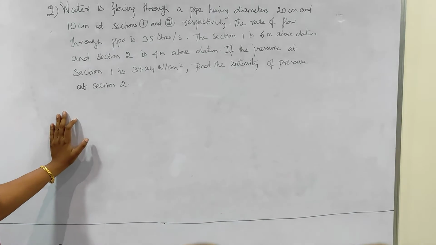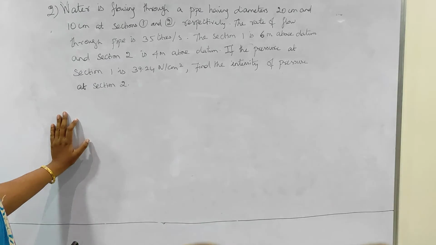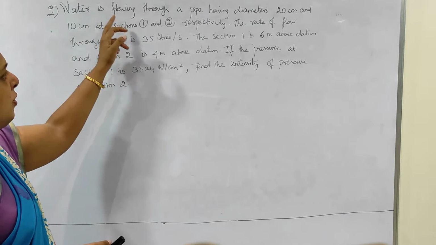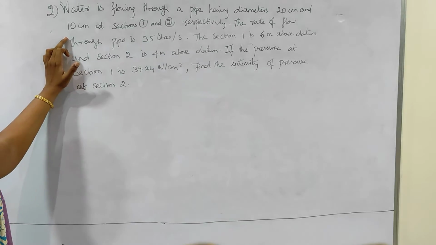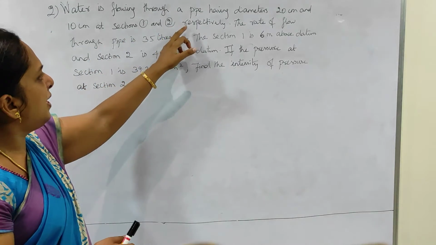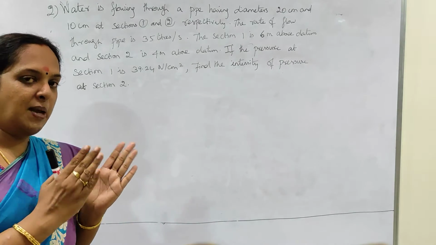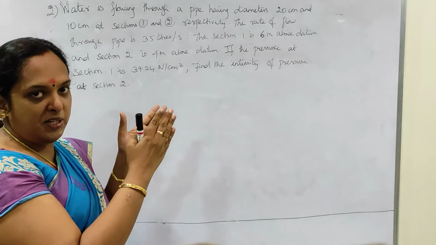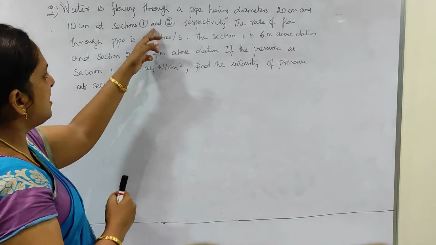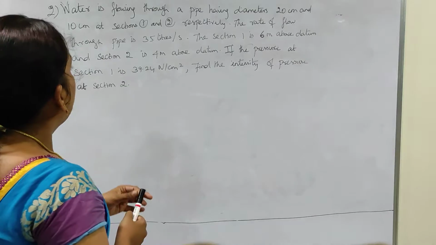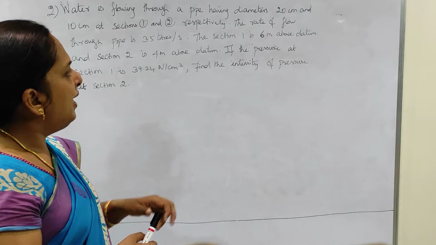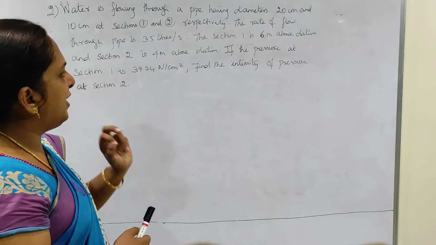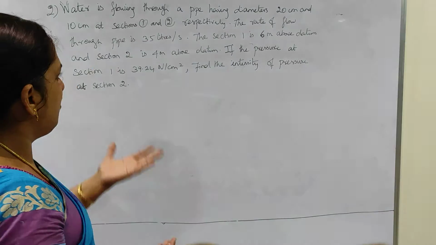Yes guys, now we are going to see the next problem, using the Bernoulli's equation and how to apply it. Water is flowing through a pipe having diameters 20 centimeter and 10 centimeter at section 1 and 2 respectively. Here also you could see the diameter is varying. Initially it is 20 centimeter and at section 2 it is 10 centimeter. The rate of flow through the pipe is 35 liter per second. That is your Q, or discharge.